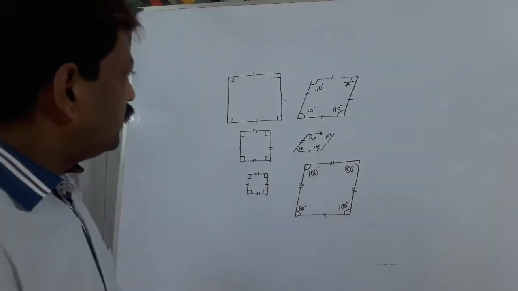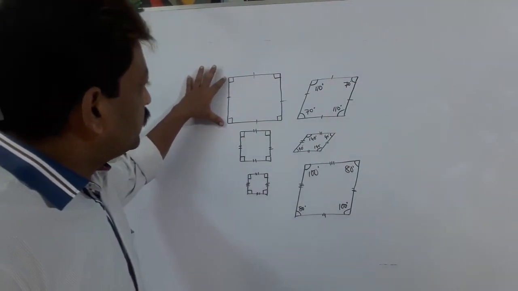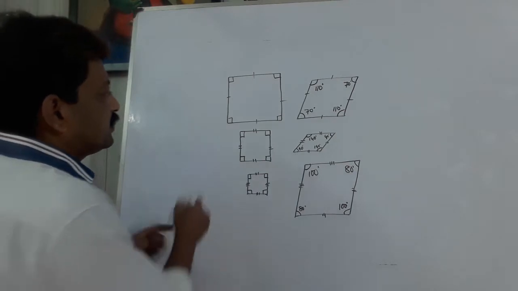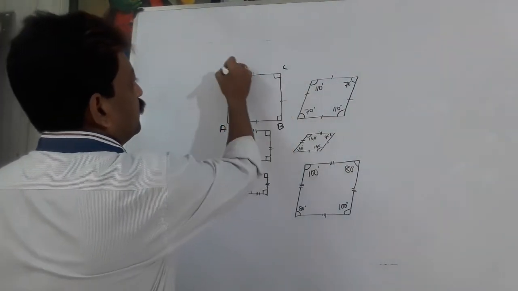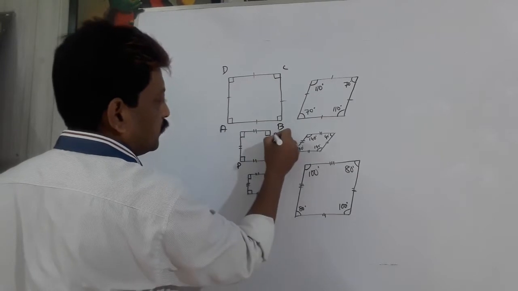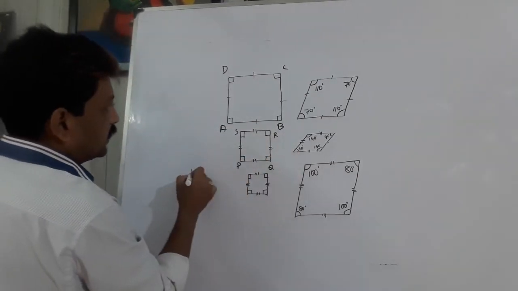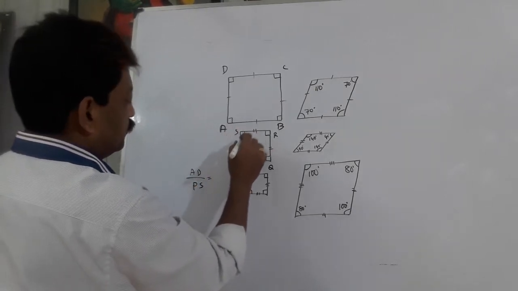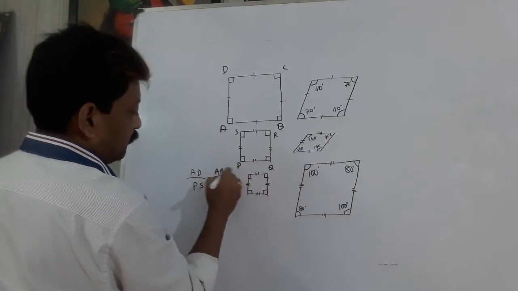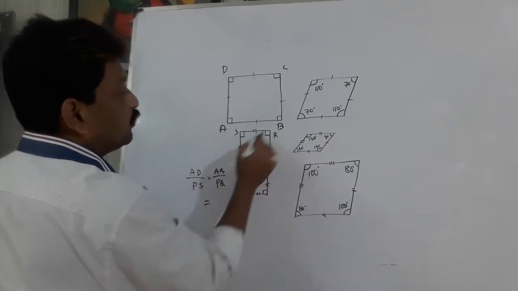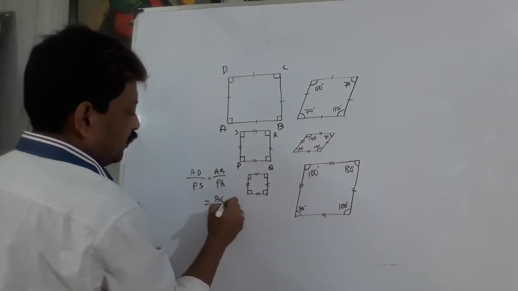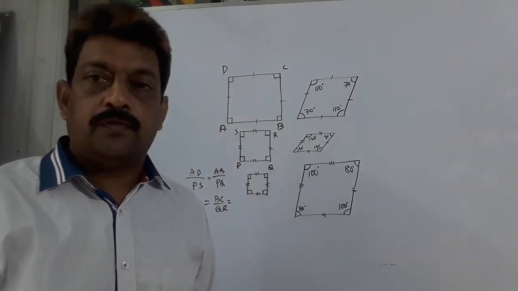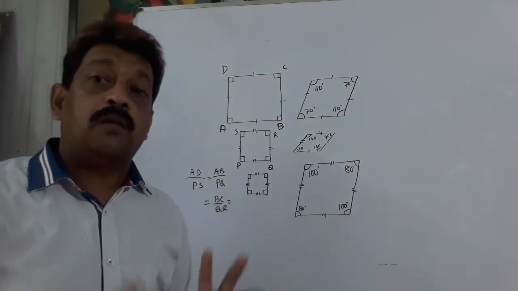Okay, and if we find the ratio of the sides of any two squares, suppose ABCD is a square, this is PQRS. So if the ratio is calculated, that is AD by PS, then it will be equal to AB by PQ, it will be equal to BC by QR, all will be of equal ratio, means the sides are proportional. Okay, the sides of all the squares are proportional.